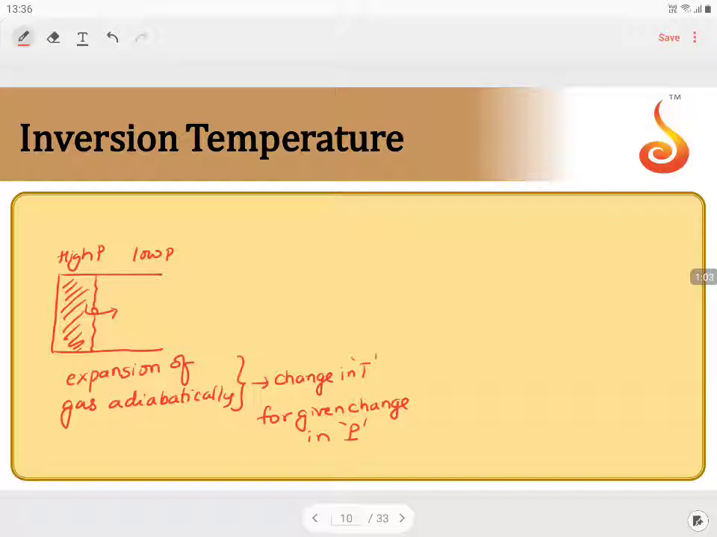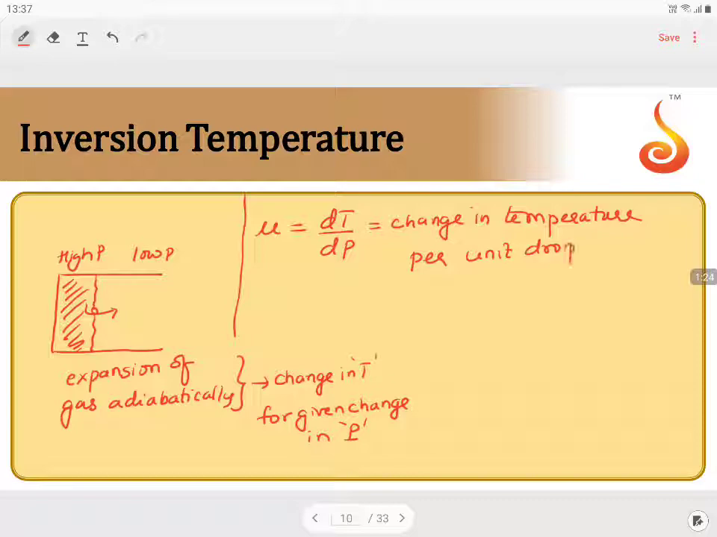What does the Joule-Thomson coefficient say? The Joule-Thomson coefficient is given as dT by dP. This is the change in temperature per unit drop of pressure in the system. So this is called the Joule-Thomson coefficient.